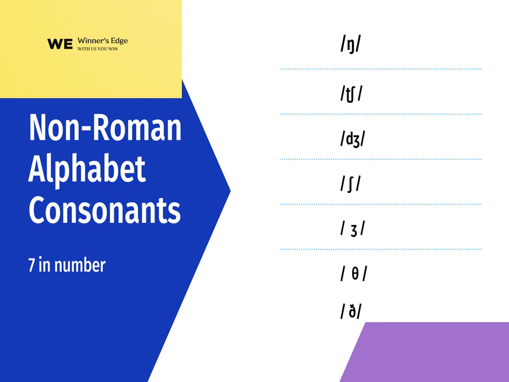So the non-Roman alphabet consonants, there are 7 in number: nga or iya, cha ja, sha ja, tha da. The easiest to remember is tha, our old friend from science formulas, theta, and the is from delta. So tha, theta, da, delta. Then you take sa and you take z.